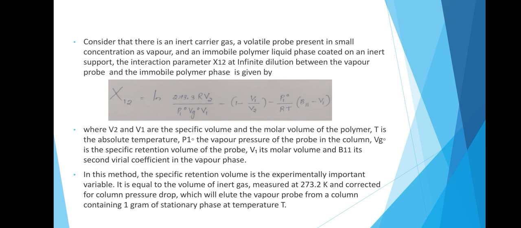T is the absolute temperature, P1^0 is the vapor pressure of the probe present in the column, Vg^0 is the specific retention volume of the probe, and B11 is the second virial coefficient in the vapor phase. By using this inverse gas chromatographic method, the specific retention volume can be an experimentally important variable, and the calculated value will be equal to the volume of the inert gas, measured at 273.2 Kelvin and corrected for column pressure drop, which can elute the vapor probe from the column containing 1 gram of stationary phase at a temperature T.